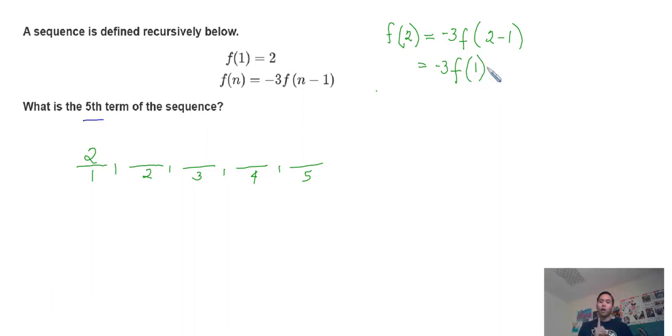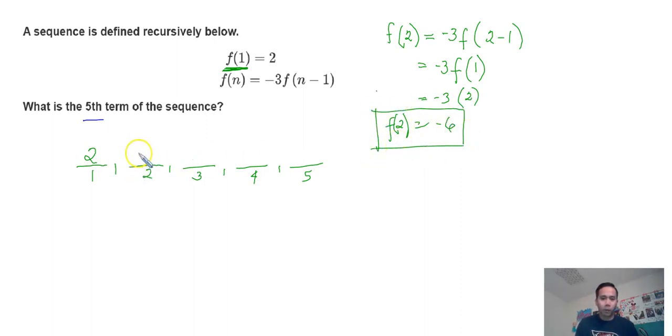Now, take note. One of the common mistakes that students make is that they multiply -3 and 1. No. You have the value of f1 already, which is this one. That is f1. You just plug that in. The value is 2. So you have -3 times the value of f1, which is 2. Therefore, your f2 is -3 times 2, it's -6.